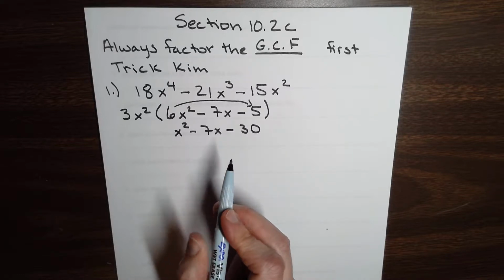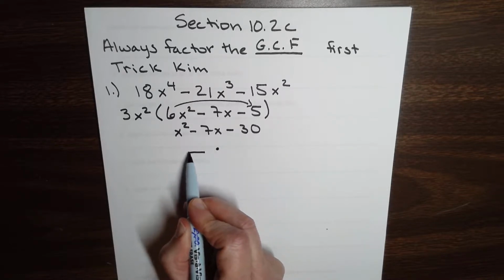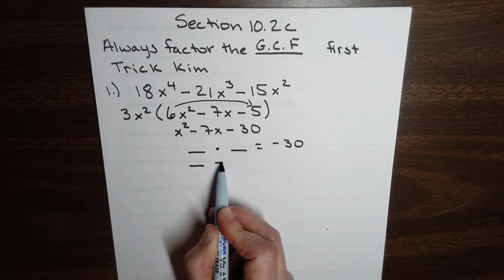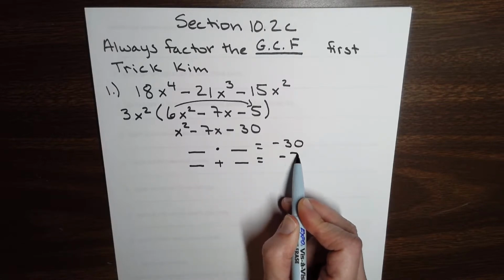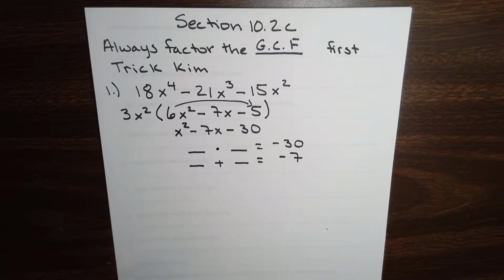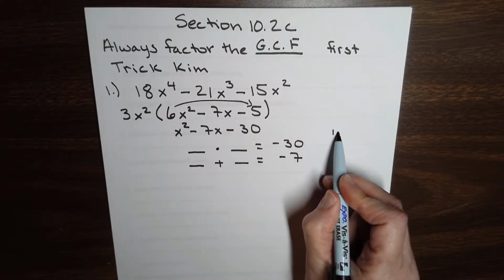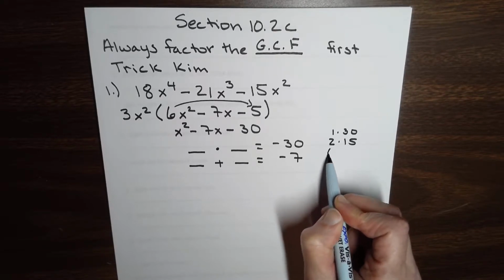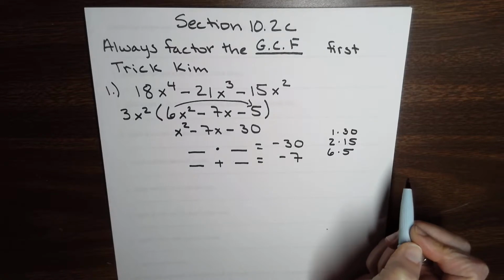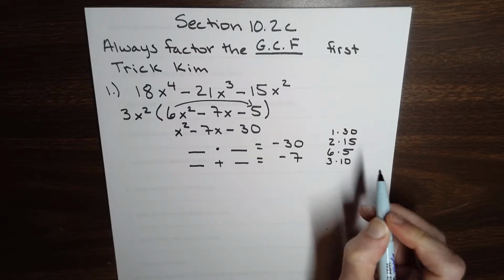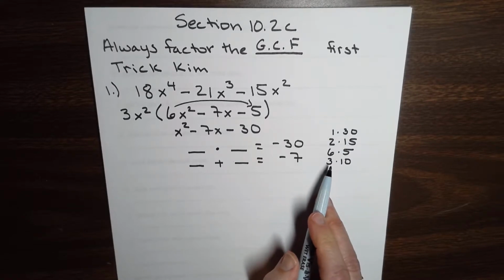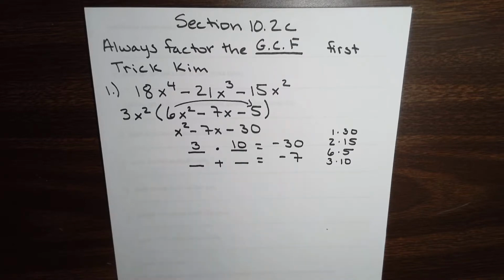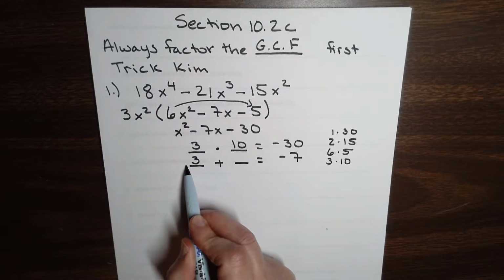Our second step in the Kim trick is looking for these combinations. So something times something gives you your last term, and the same two numbers, when I add together, I get the middle term. And so looking at these combinations, we can write down the combinations for 30. That's kind of sometimes where I start. And then looking at any of these combinations when I add or subtract together to get the negative 7. So then that would give me 3 and 10 and 3 and 10.